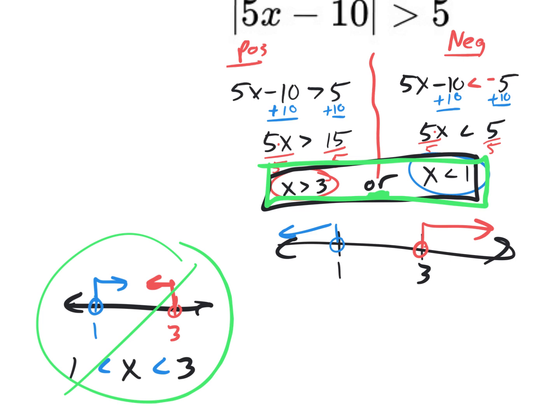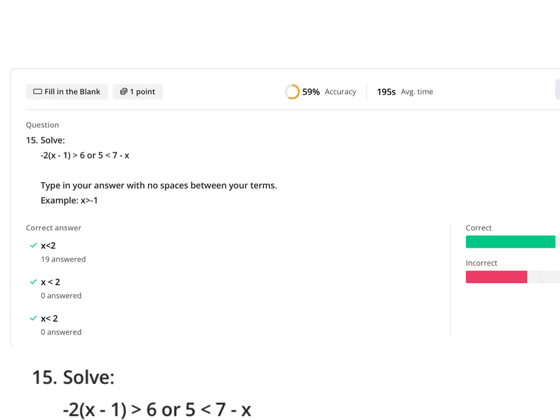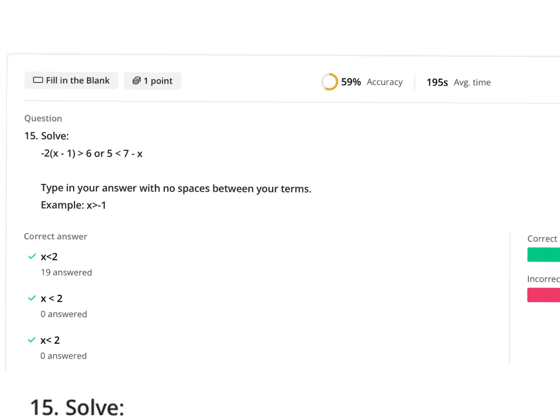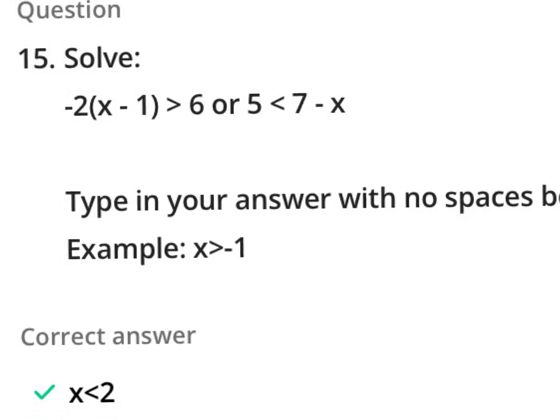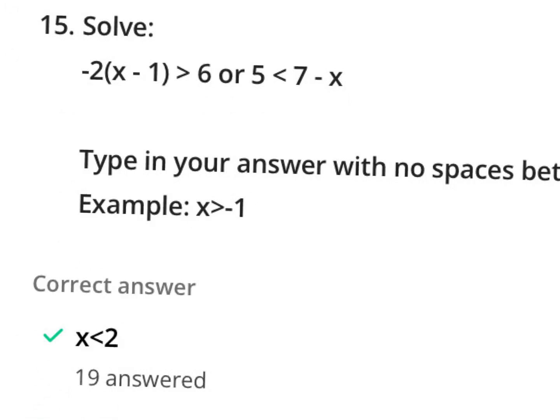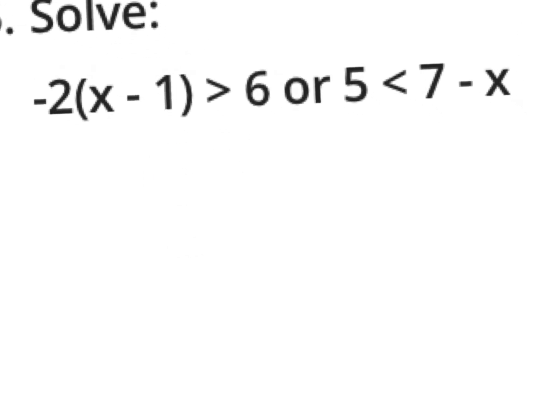Yay? Okay. Check this one out, 59% average. About a little bit, like 41% of us got this wrong. It's 2 inequalities separated with the word or. So you solve both of them.